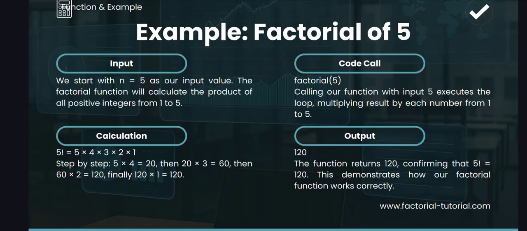Let's take an example. Input is 5. Calculations: 5 x 4 is equal to 20. 20 x 3 is equal to 60. 60 x 2 is equal to 120, and 120 x 1 is equal to 120. So the output is 120. When we call the function factorial(5), it returns 120.